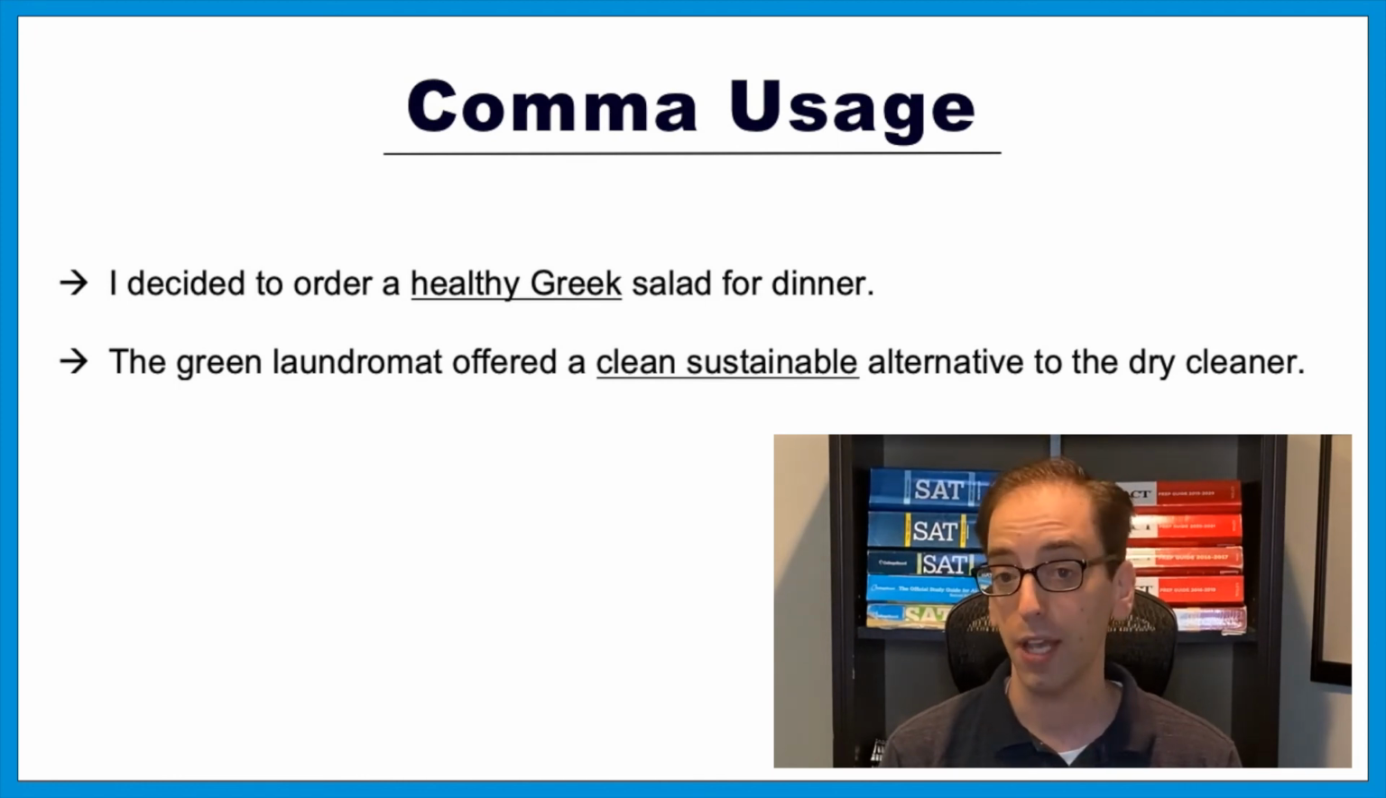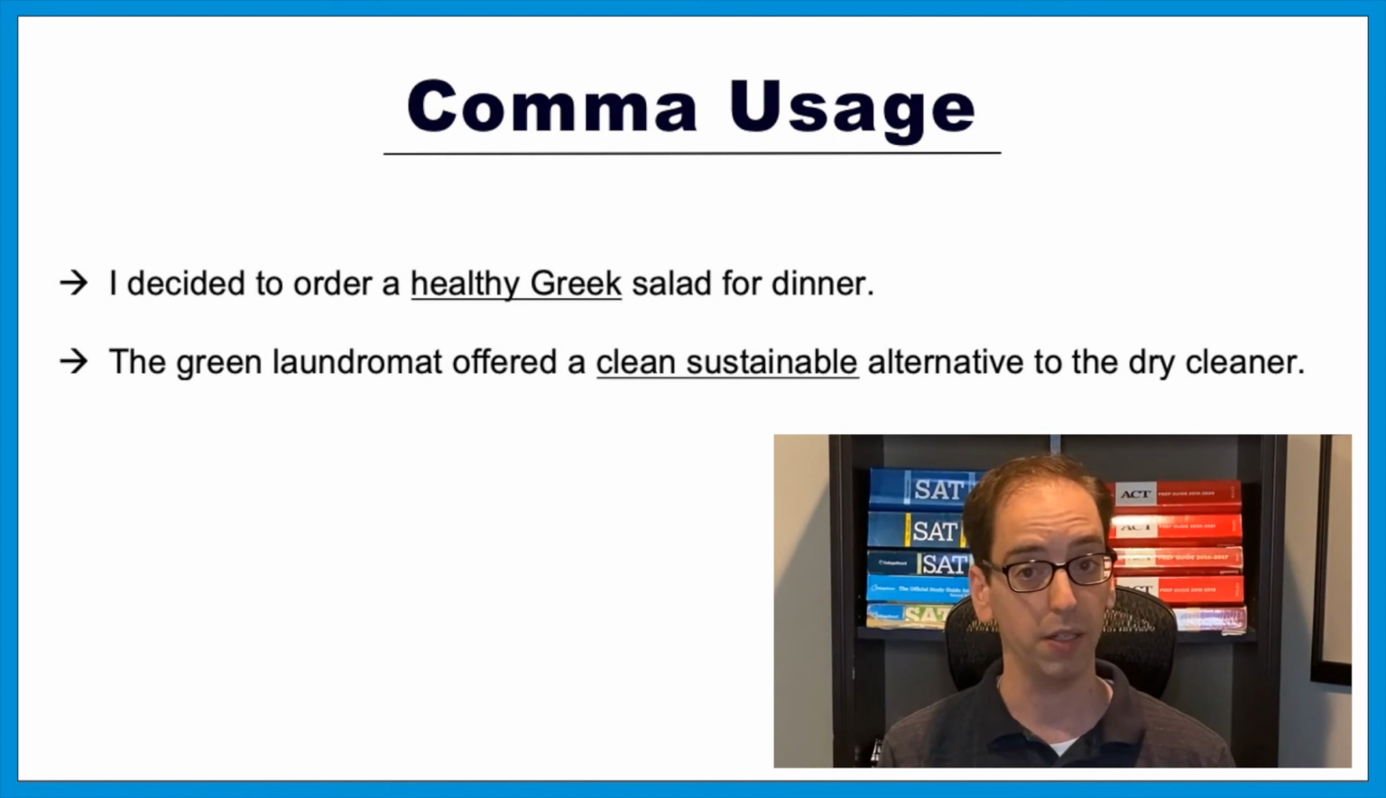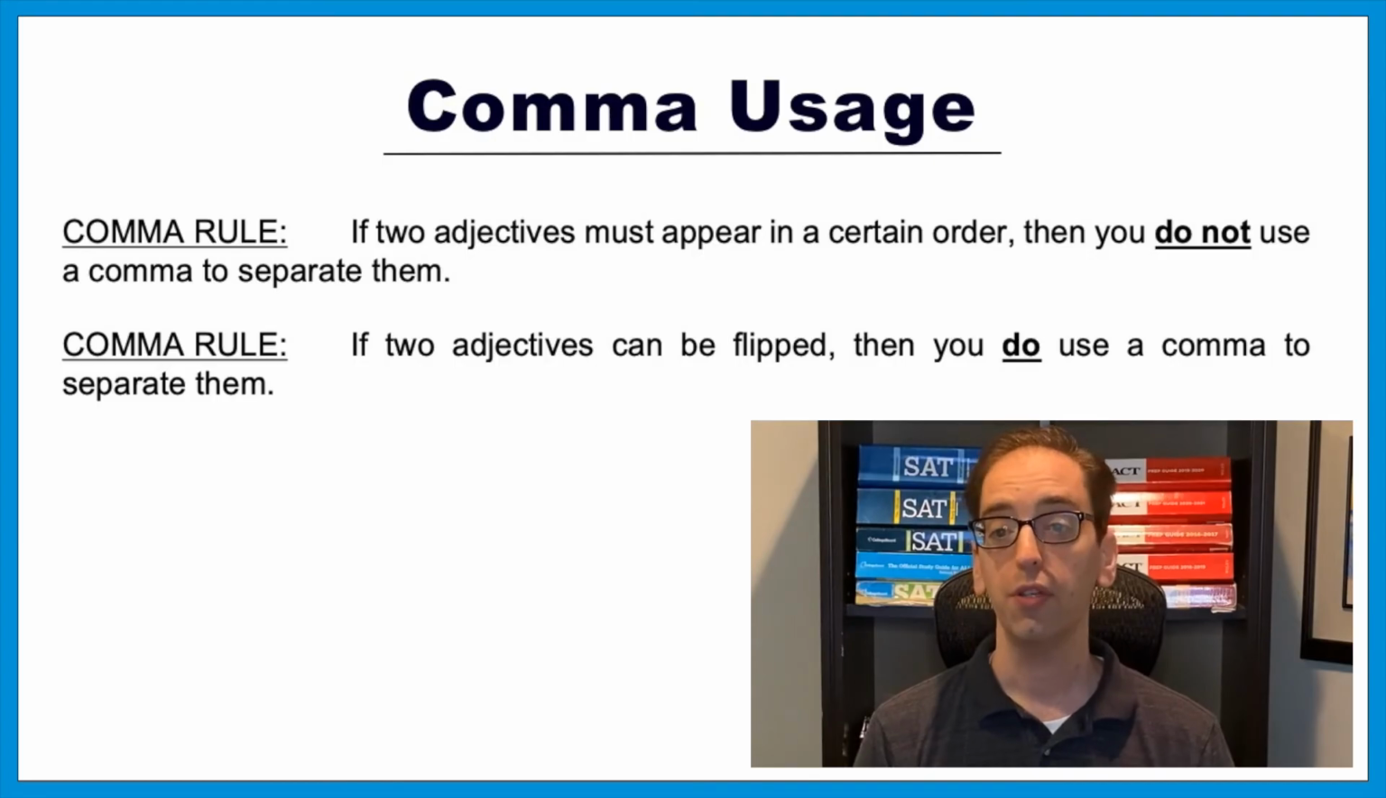But let's think about the second one. To say it was a clean, sustainable alternative is fine. But let's try to switch it. It offered a sustainable, clean alternative. Also fine. Those adjectives can be flipped. That means that you can put a comma between them. So here's the rule. If two adjectives must appear in a certain order, then you do not use a comma to separate them. If two adjectives can be flipped, then you do use a comma to separate them. These are called coordinate adjectives.